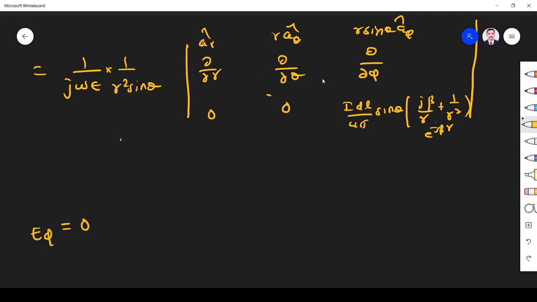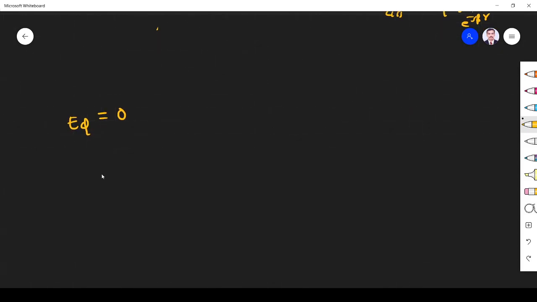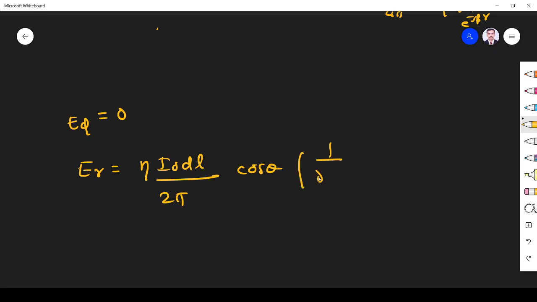R will be there. R means this one and this one. This is 0, but this one will come. Similarly, theta, this one will come. So theta and r values will be there. After simplification, you directly write the answer. E theta value and ER value will be there. ER is given by eta I naught dl divided by 2 pi cos theta into (1 by r squared minus j by beta r cube) into e power minus j beta r.